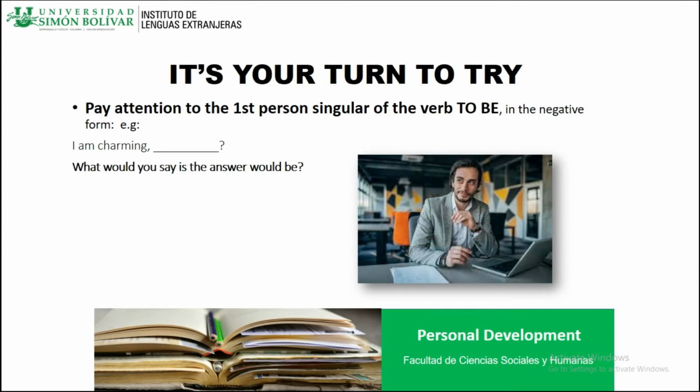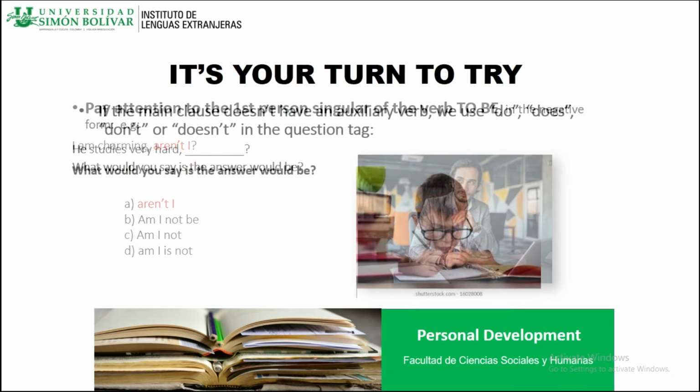It's your turn to try. How good do you think you might be now? So pay attention to the first person singular of the verb to be in the negative form. I'm charming. What would you say the answer would be? Would it be, aren't I? Am I not be? Am I not? Am I is not? Think for a minute. What would the answer be? Of course, the answer is, aren't I? And again, the options were, aren't I? Am I not be? Am I not? Am I is not?